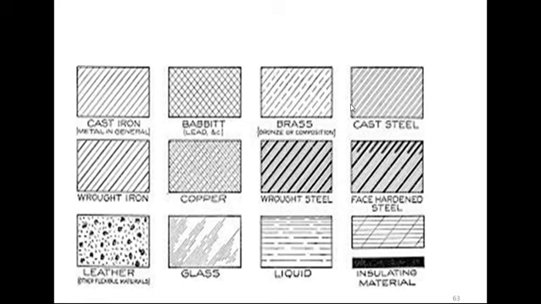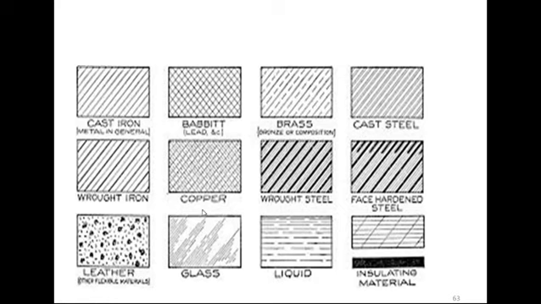Then the next one is cast steel. Whenever we take sections for cast steel material, we are going to use the hatching pattern for cast steel like this. Then the next one is wrought iron. Whenever there is a wrought iron material, whatever section we take, we are going to use this kind of hatching pattern for this material.